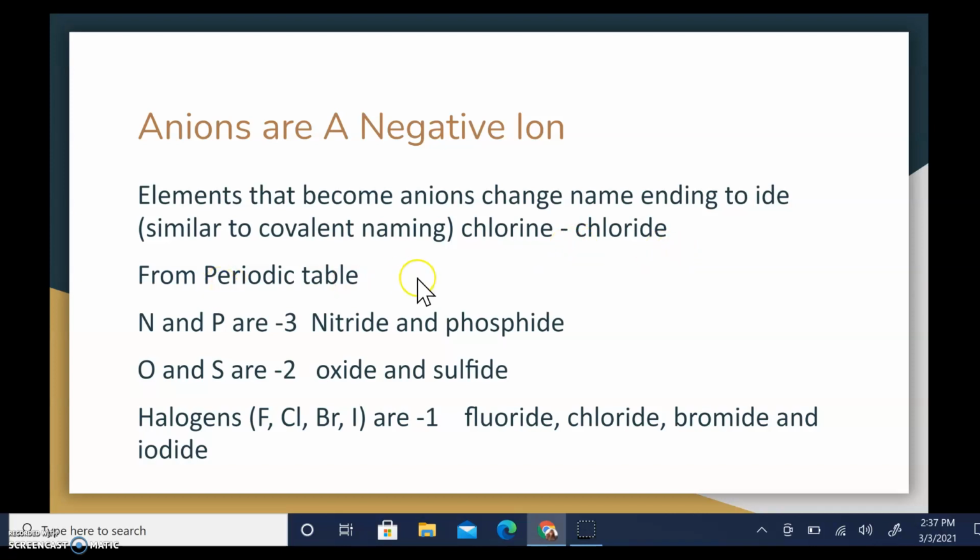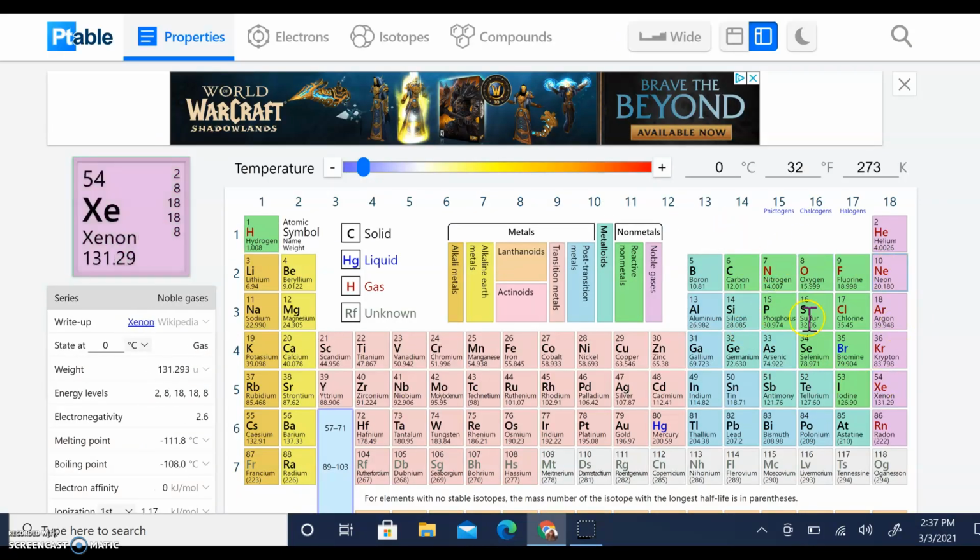So from the periodic table, we can get a lot of information also. Here, this side of the table becomes negative. This family, the nitrogen family, becomes -3, at least especially these two that we're going to talk about, the nitrogen and the phosphorus, but they become nitride and phosphide. This column likes to gain 2 electrons, so it becomes oxide and sulfide. And notice we're only going to be using the nonmetals here for the anions. And then fluorine, chlorine, bromine, and iodine become fluoride, chloride, bromide, and iodide, and they become -1.